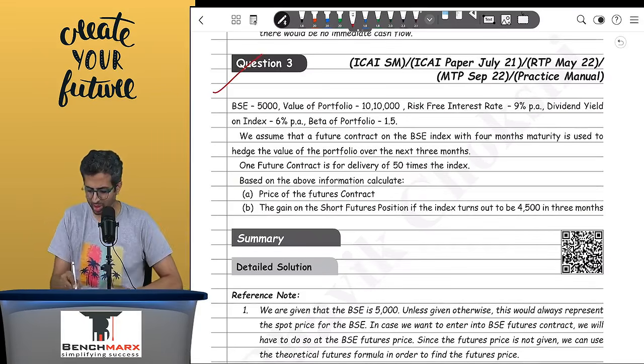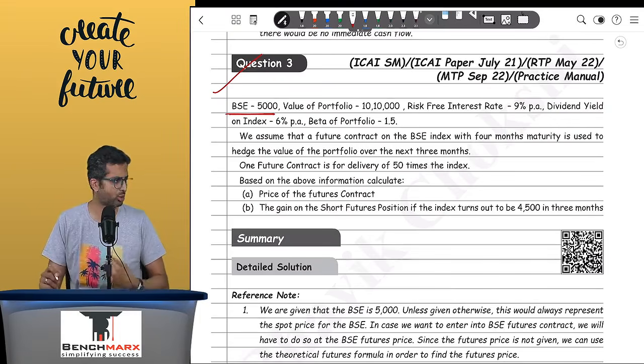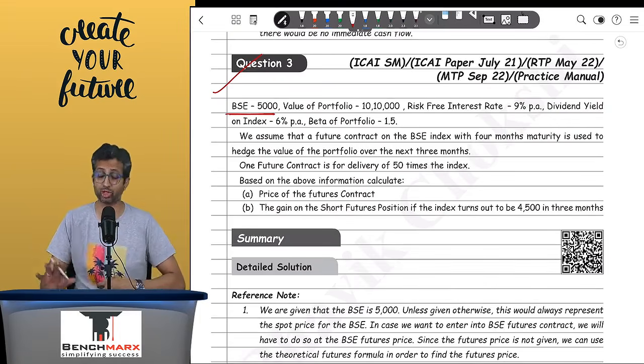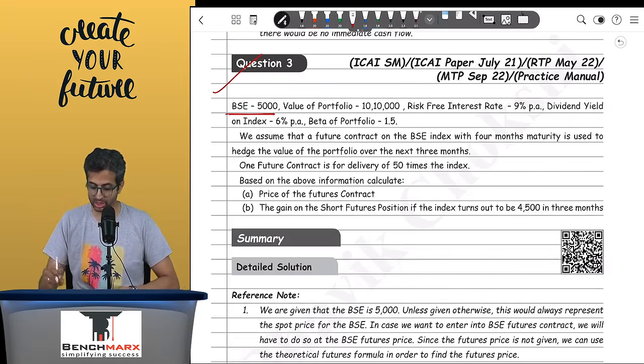So if I look at question 3 over here, the BSE price is 5,000. They have not told you whether this is the BSE spot price or the BSE futures price. If nothing is given, this is the BSE spot price. The value of the portfolio is 10,10,000. Unless given otherwise, we will assume that you are going long the portfolio. So the value is 10,10,000.